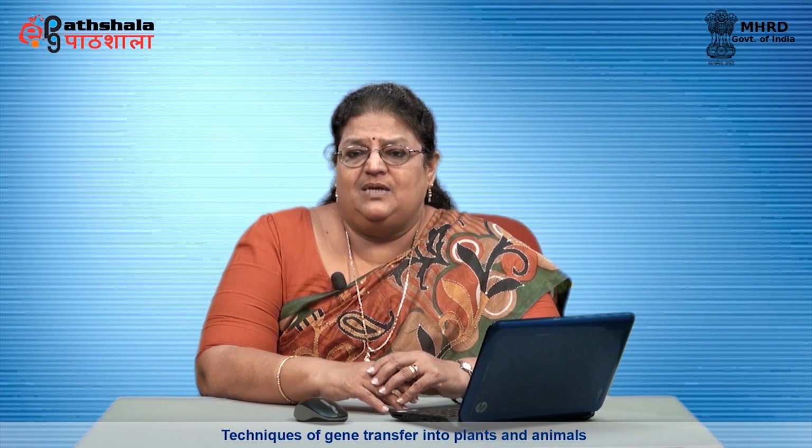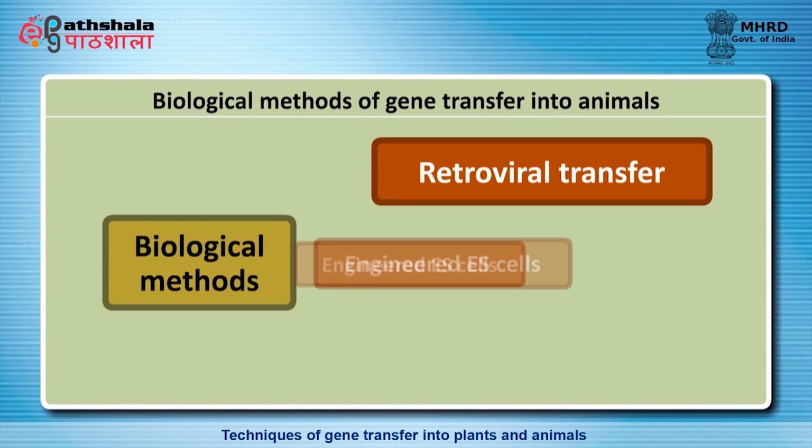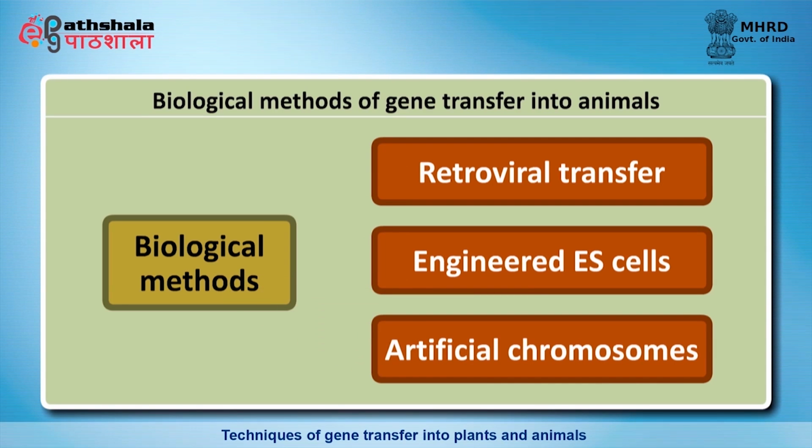Several vector mediated gene transfer methods have also been devised for the transgenesis of animal cells. Of these, the most important ones are retroviral transfer, transgenesis by engineering embryonic stem cells, and transgenesis with artificial high capacity vectors.